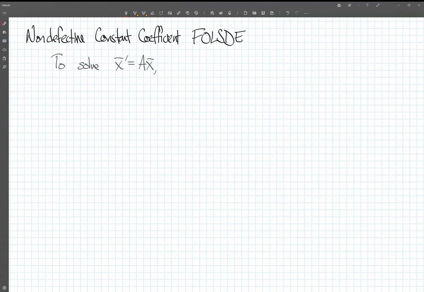We are now ready to solve any non-defective constant coefficient FOLSDE. Are you ready? Here it comes. There it is. That's the solution. You take the matrix exponential and apply it to any vector, you'll get a solution to this equation. Let's verify that real quick.